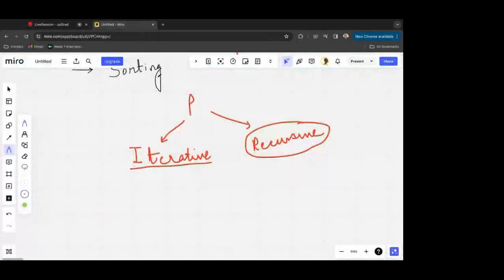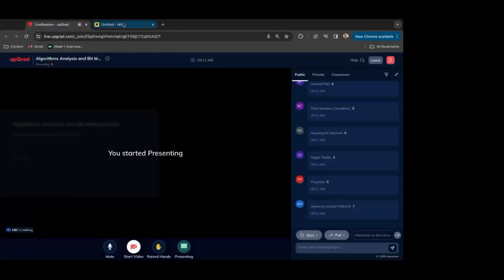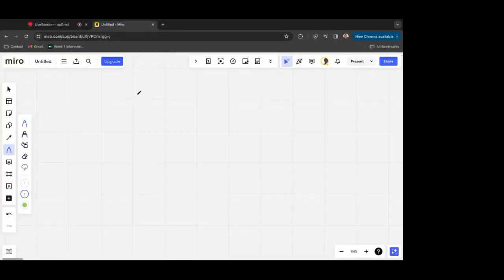Now, guys, see this. Let's say there is an algorithm. So, how do we determine the time complexity of an algorithm? Let's figure this out first, and then we will understand what the different notations are.